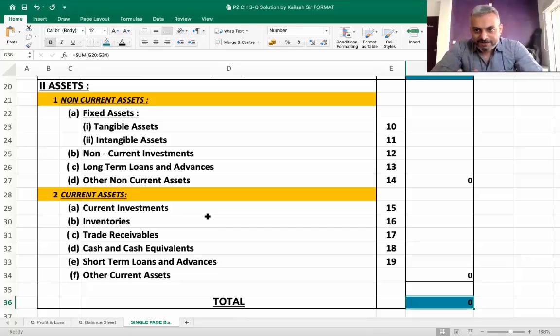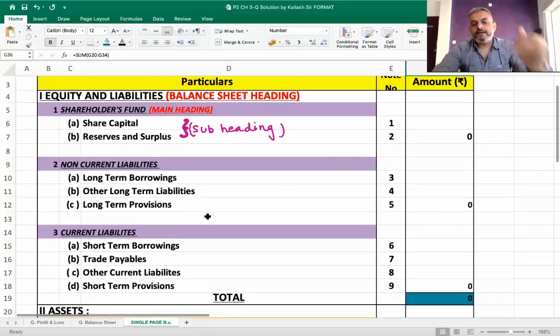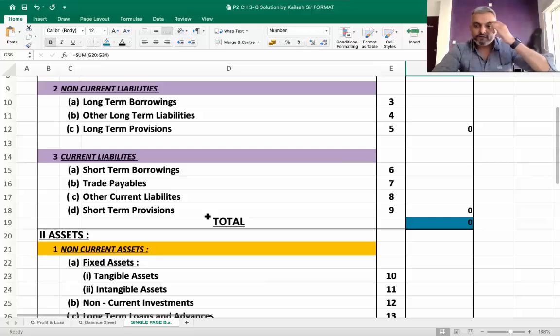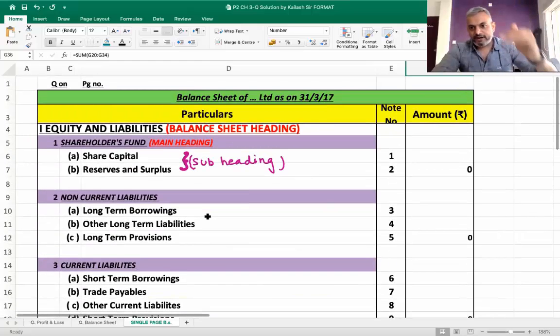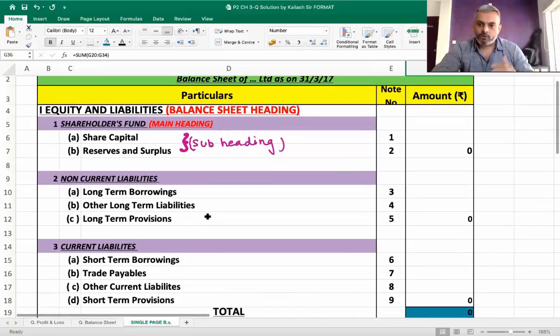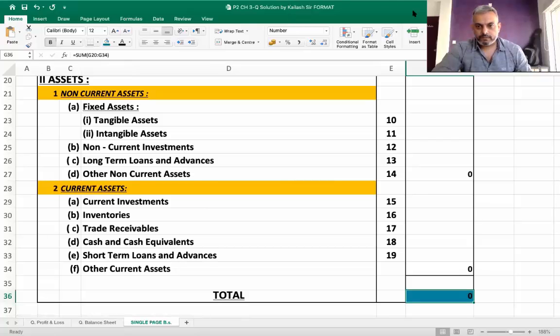Please don't deviate at all from this format because it is prescribed by the Companies Act. You can't change the order. You have to go in the same flow. Got it? Now in the subheading, internally, if you change, that should be okay. But the main balance sheet heading, main heading and subheading should remain in this order only. So this is the format which you have to write daily.